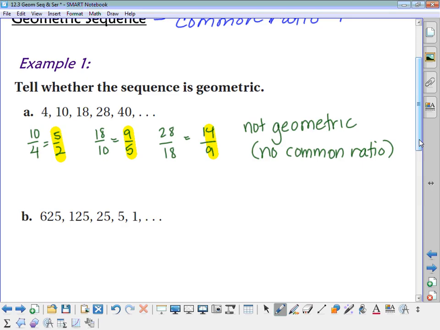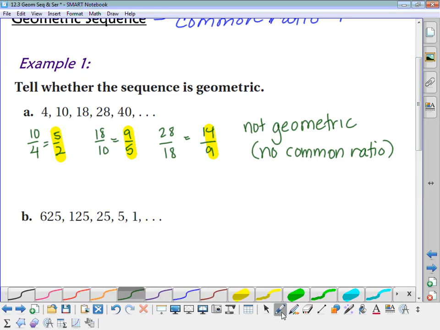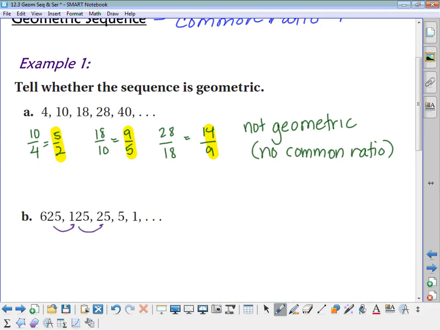How about if I look at this one? Does it look like there might be a pattern on this one? What do you guys think's happening on this one? It's being divided by 5, right? Okay, but with geometric sequences, we want to write it as a multiplication because we're going to be using exponents. So basically, if you're dividing by 5, that's the same as multiplying by what? Times 1/5, right? So all of these are times 1/5. And so it is geometric. And the ratio is 1/5.